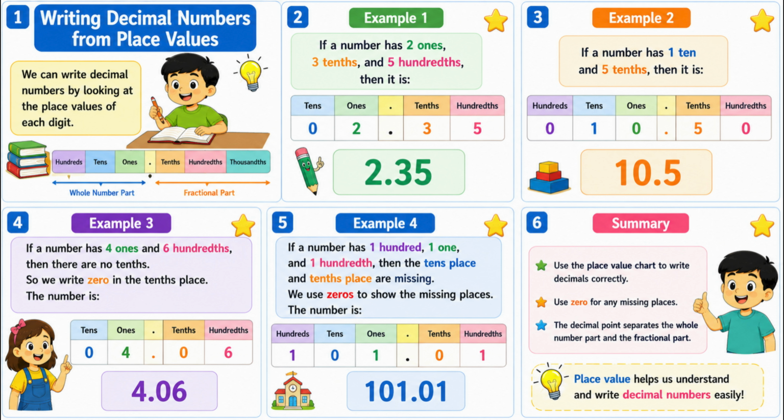4.06. If a number has 100, 1 and 1 hundredth, then the tens place and tenths place are missing. We use zeros to show the missing places. The number is 101.01.